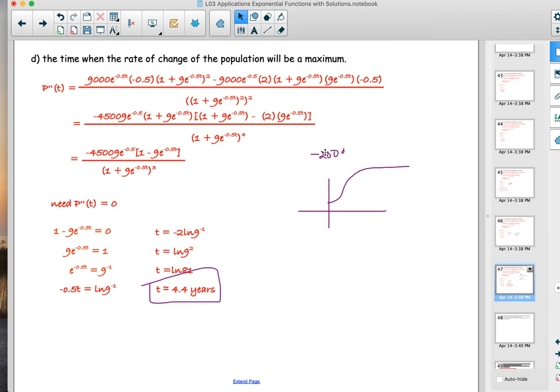I want to move that over a little bit. Stretch that up. Move that back over. So we've got that horizontal asymptote right at 2,000. And so we're hitting this maximum rate of change when the tangent slope is the steepest. That's right there at that point of inflection where we're going to change from concave up to concave down, and that's at approximately 4.4 years.